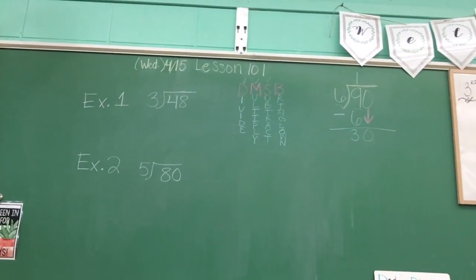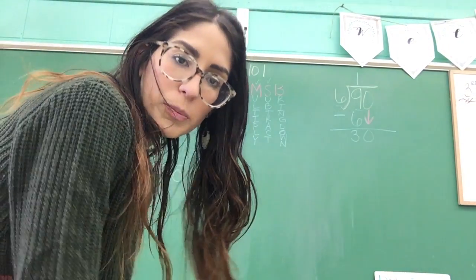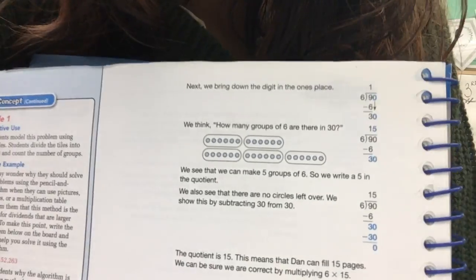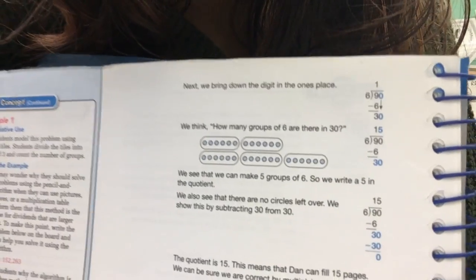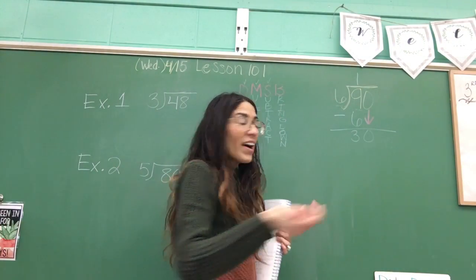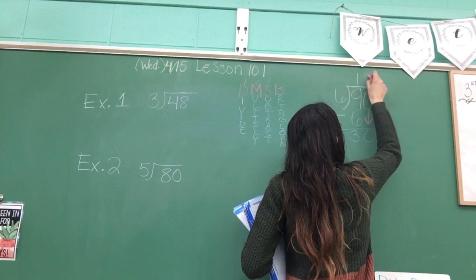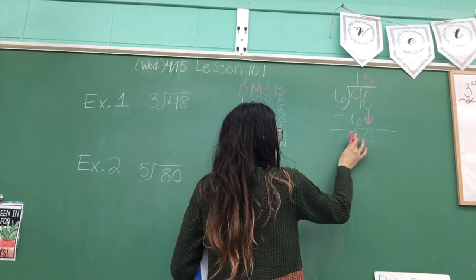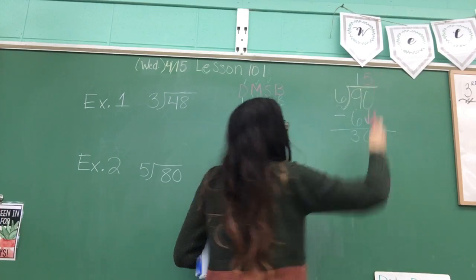Yep. Okay, good. So what I was trying to show you in my book was how many groups of 6, if you can see it right here, go into 30. 1, 2, 3, 4, 5. Very good. So we have 30 divided by 6 equals 5. Good. We're going to put a 5 right there because we did 30 divided by 6 equals 5.